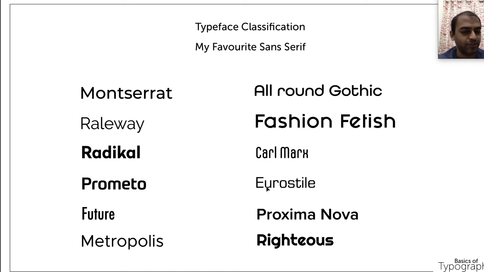And Karl Marx and Eurostile. Eurostile is something different. If you draw a box around the Eurostile, the white space will be very less compared to other fonts. It has that boxy structure. If you draw a box around the O in Eurostile, and around the O in Fashion Fetish, the white space for the O in this one will be more and in that one will be less. It gives that square look. The O is actually a rounded rectangle. So that is something different.